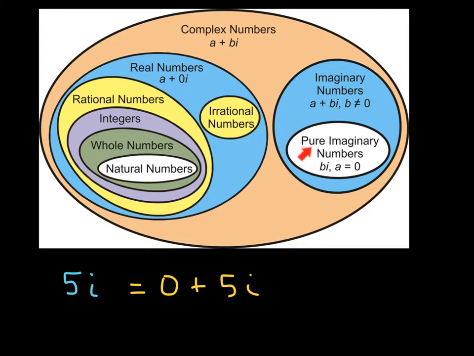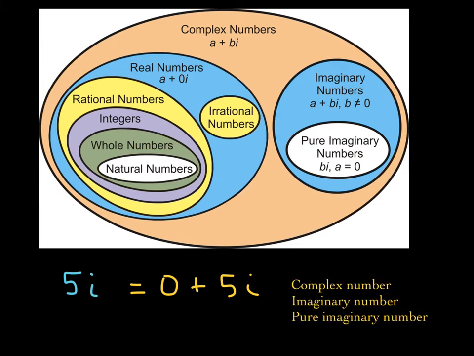That's what pure imaginary numbers are. The real part, which is a, is 0, right? And whenever the real part is 0, it's called a pure imaginary number. So you can technically call 5i a complex number, an imaginary number, a pure imaginary number, right? Its most broad name, its most general name is a complex number. You can be more specific by saying it's an imaginary number, and then you can be most specific by saying it's a pure imaginary number because the real part is 0.